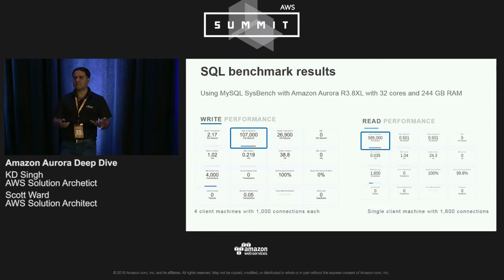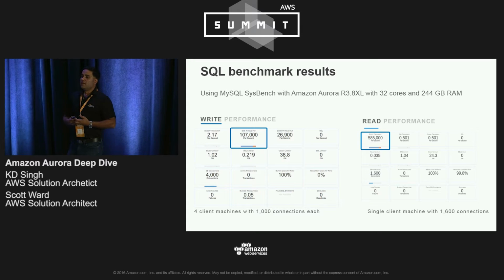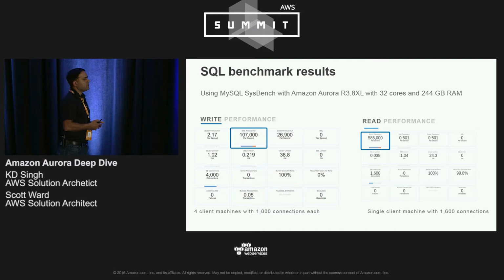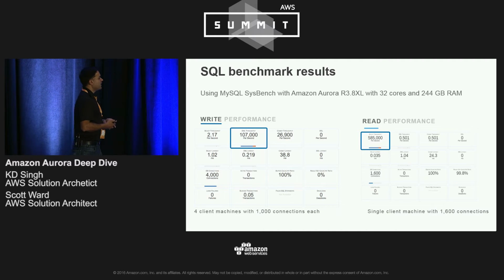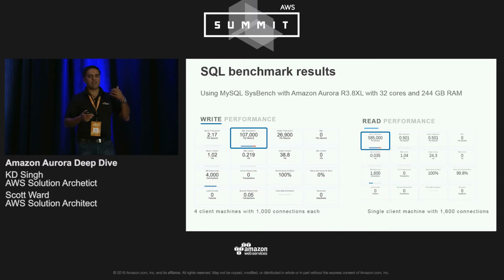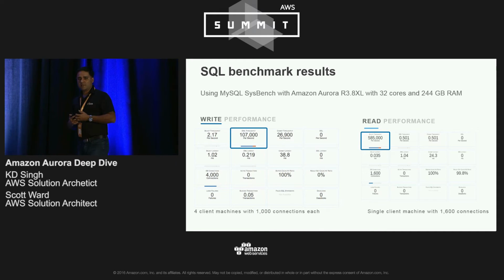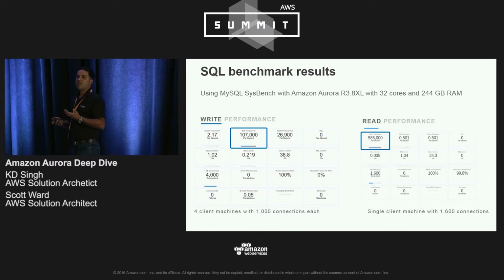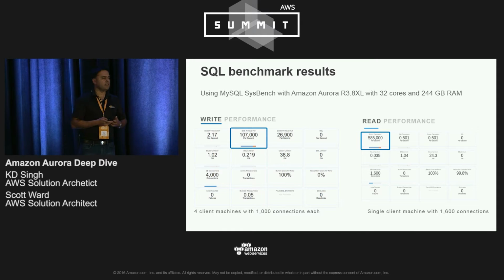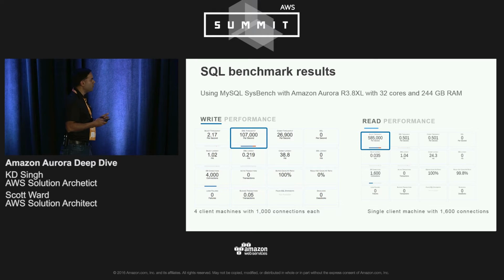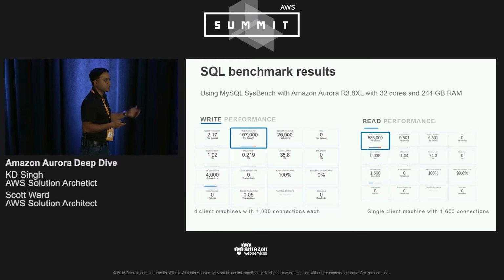Now let's look at some performance numbers because this is important. So what we did was we used the MySQL sysbench benchmarking suite, and we ran our benchmarks against it. We used 4 client machines with 1,000 connections each that were reading from this Aurora database. And we were able to achieve more than 100,000 writes per second and 500,000 reads per second using this benchmark, which are really, really good numbers. Not long ago, people were talking about 1,000 reads or writes, so this is pretty big.